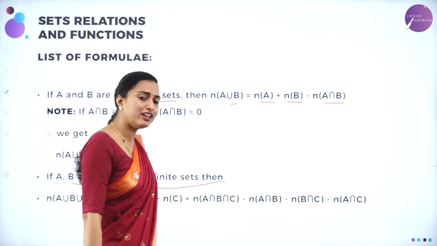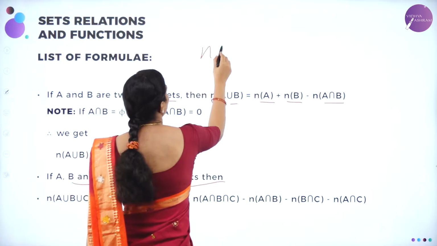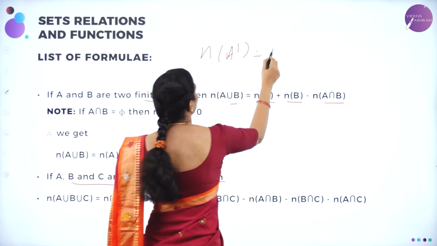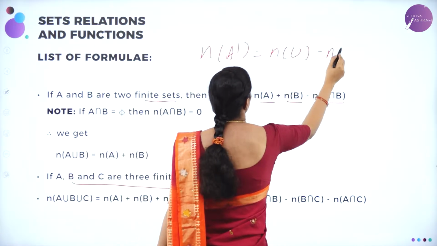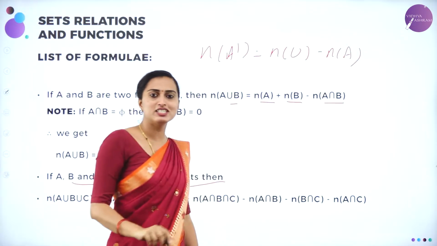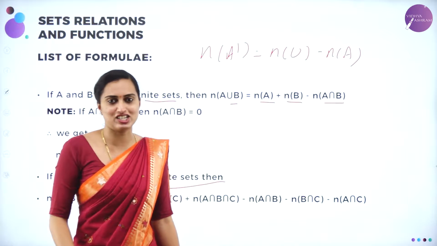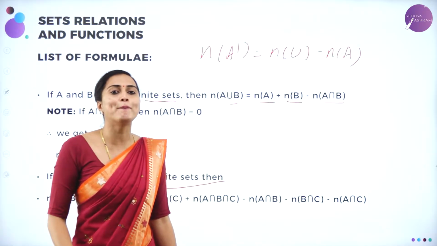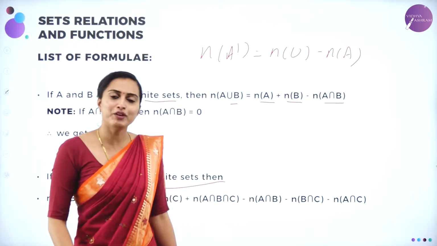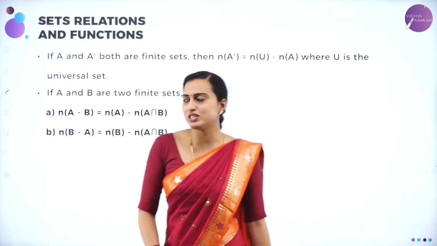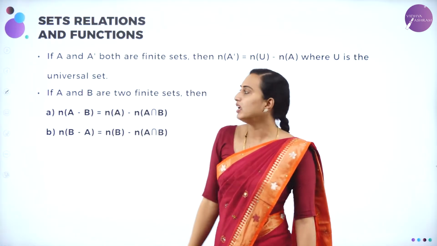Next, the number of elements of n of A dash is equal to n of U minus n of A. What is U? U is nothing but the universal set. What is A? A is nothing but the given set. What is A dash? It is nothing but the complement of a set. Understood?